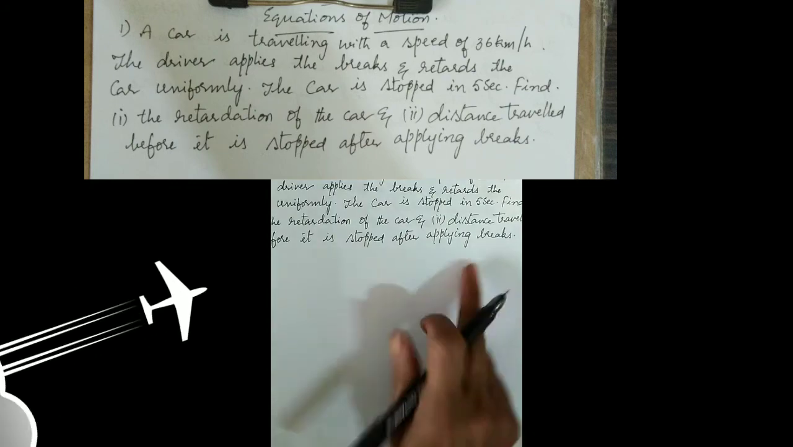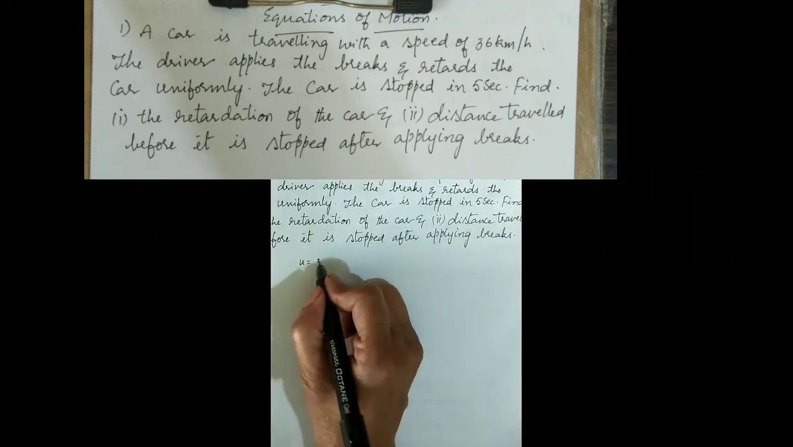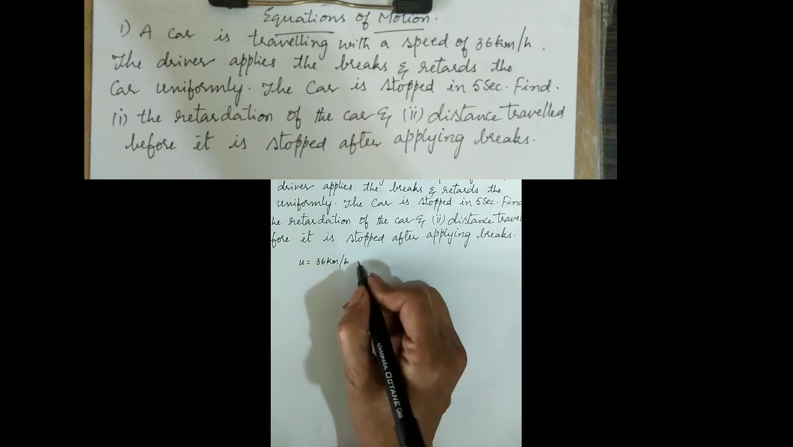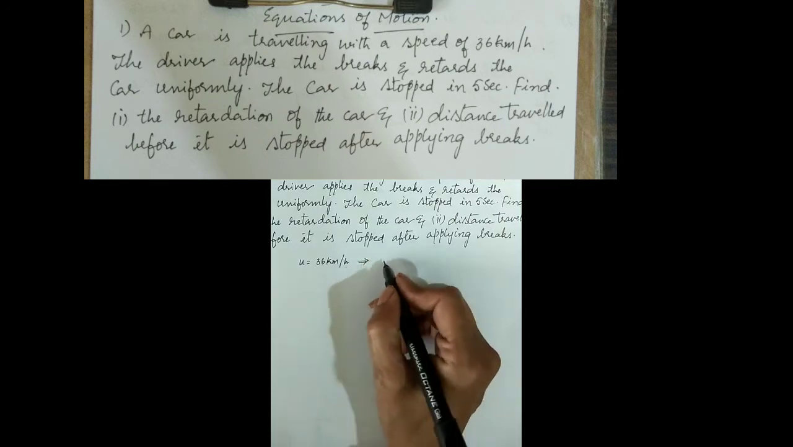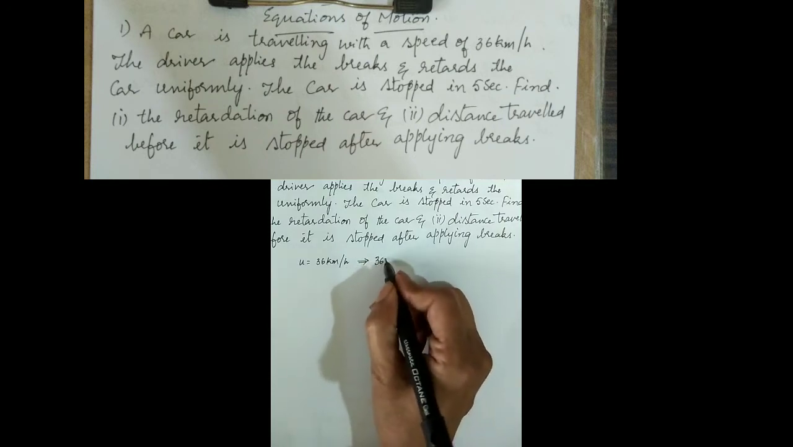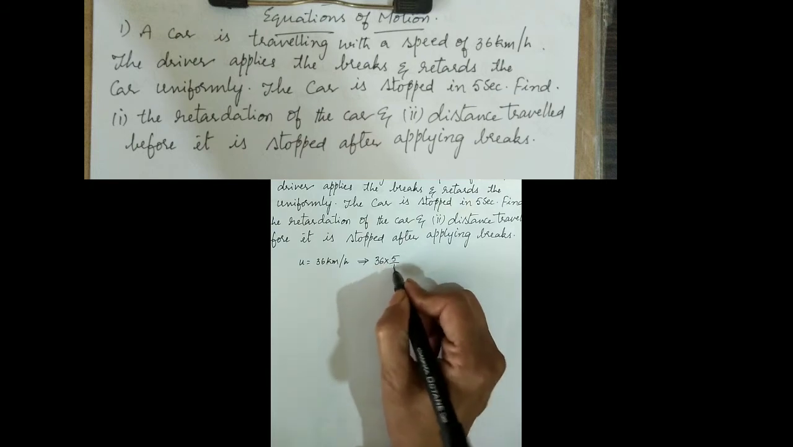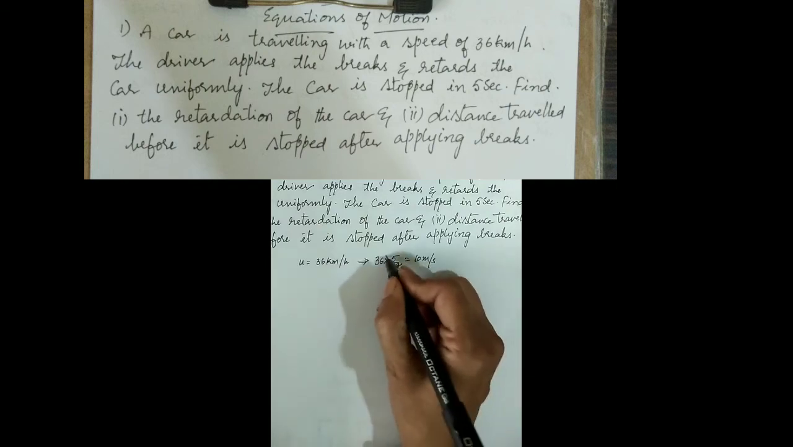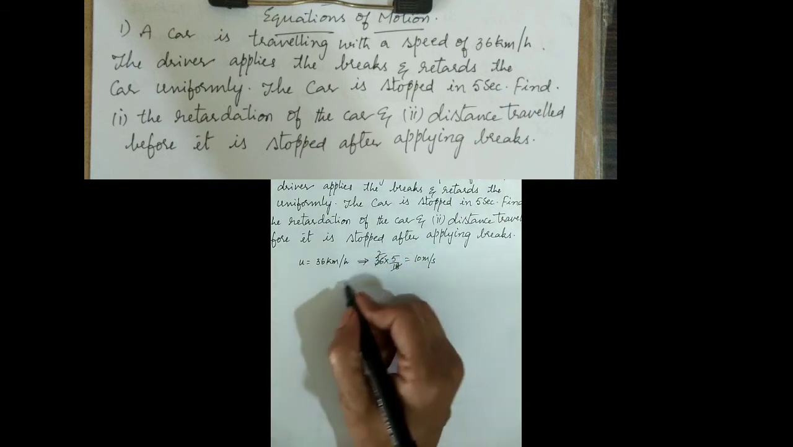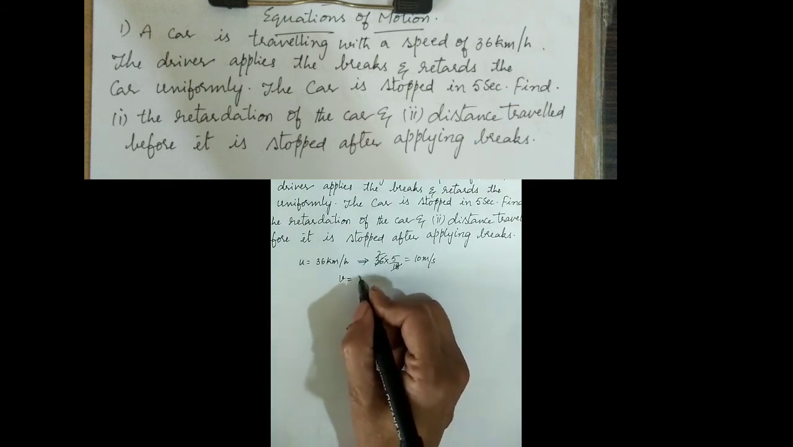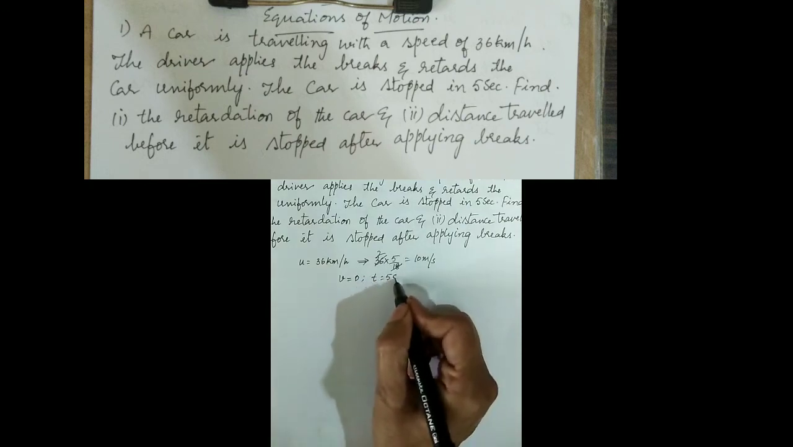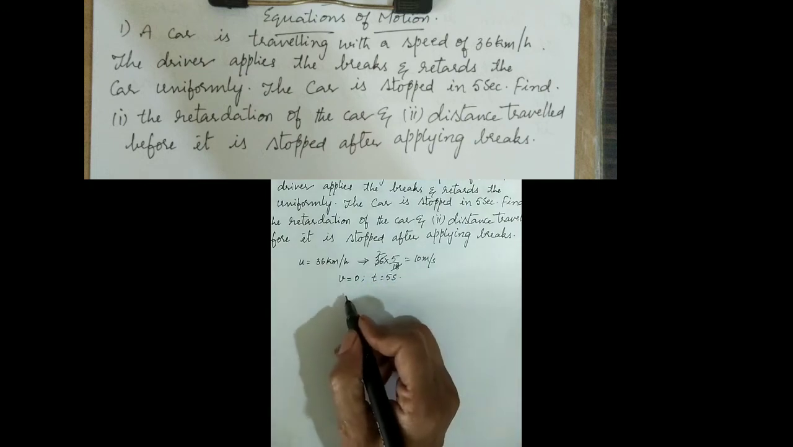Now, what is given is u as 36 kilometers per hour. You need to convert this into the SI unit, that is meters per second. So 36 into 5 by 18, that is 10 meters per second. Now v is equal to 0, because he is applying brakes, so it will come to a stop. Time is also given as 5 seconds.